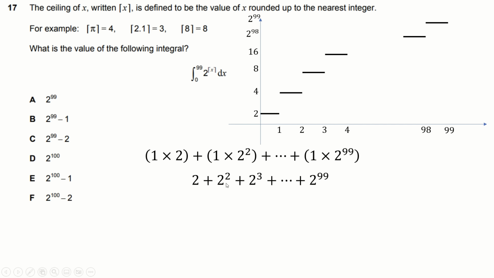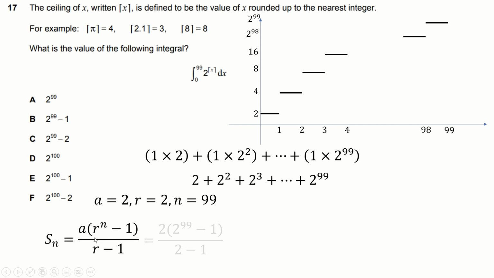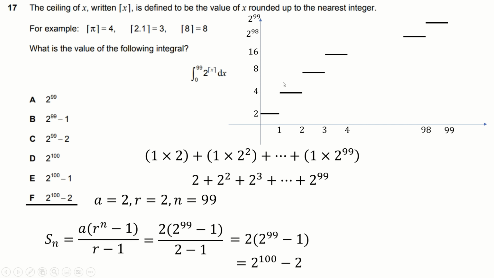And there are clearly, how many of these? Well, there's just going to be 99 of them, right? Because there's 1, 2, 3, 4, up to 99, so there's 99 of them. We can, of course, just put this in the formula, which is this, which is going to be this. This is just a 1. Expand this out, and we end up making it look like f, which is the correct answer.